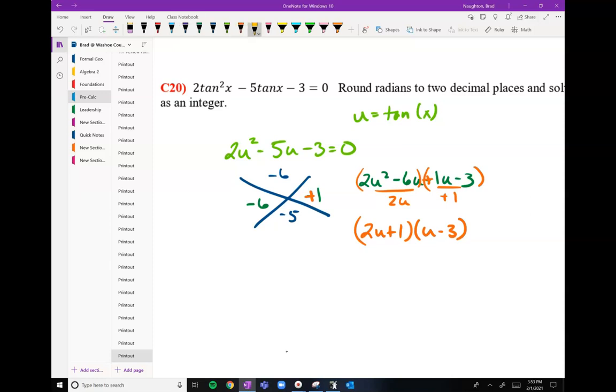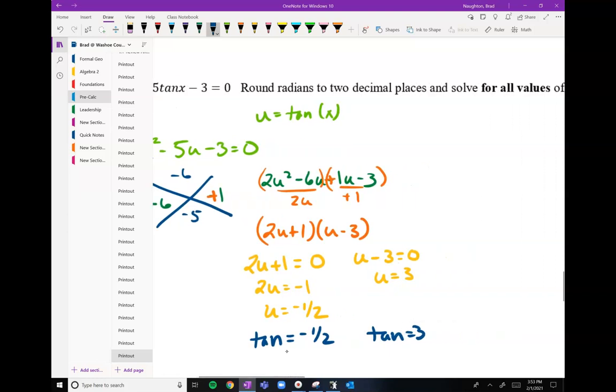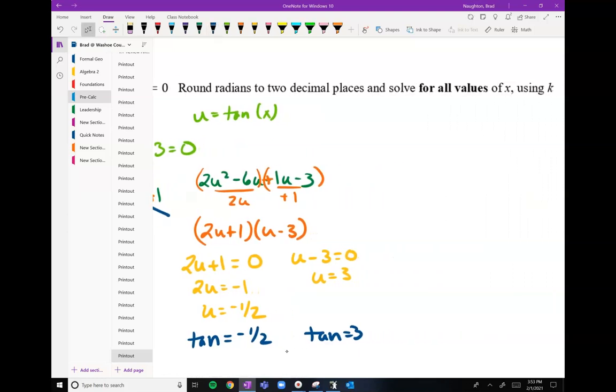We're cruising. All right, so now we got 2u plus 1 is equal to 0, and u minus 3 is equal to 0. So u is equal to 3, and then 2u is equal to negative 1, so u is going to be negative 1/2. All right, and then we plug our tangents back in. So when is tangent negative 1/2? And when is tangent going to be 3? That's our question here. So let's go ahead and tackle this negative 1/2, because our answer key talks about an answer that we're not going to get when we plug it in our calculator.